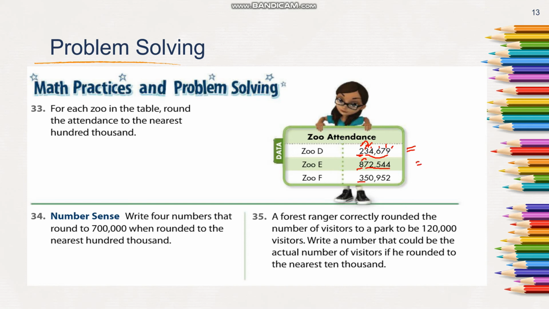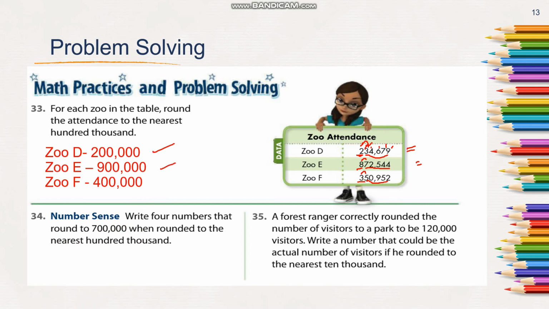And 3 is followed by 5. That is 5 or more, so we need to add 1 to 3, so 3 becomes 4 and the rest of the digits become 0. The answer is 400,000. That's why for Zoo D, when you round this attendance to the nearest 100,000, the answer is 200,000, Zoo E 900,000, and Zoo F 400,000.